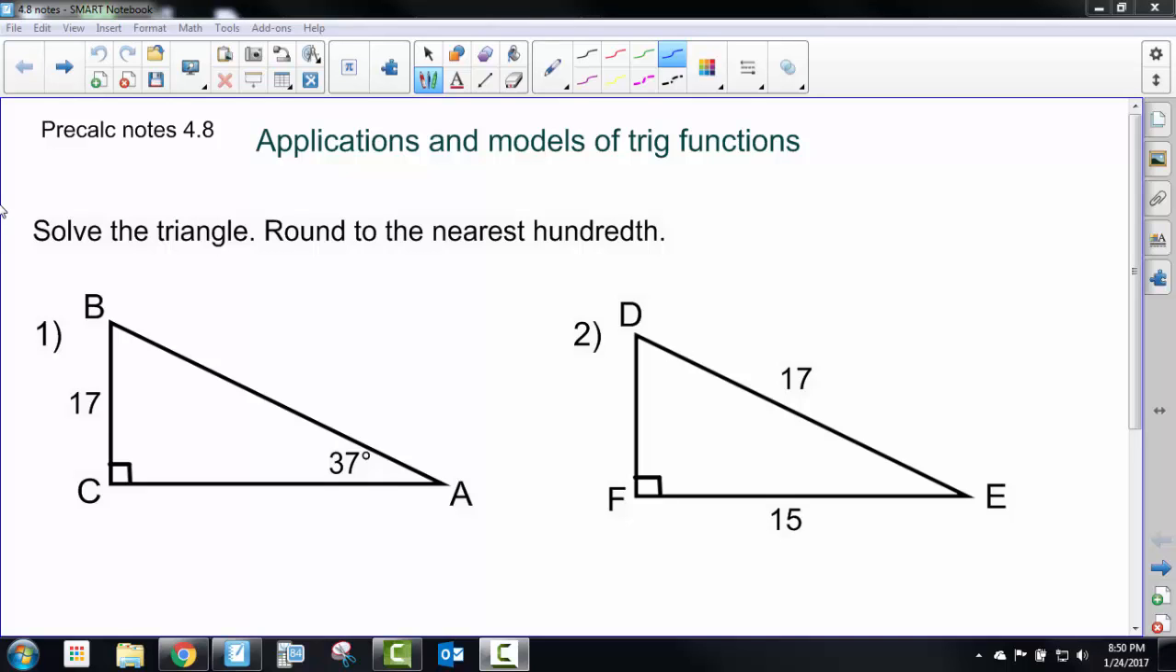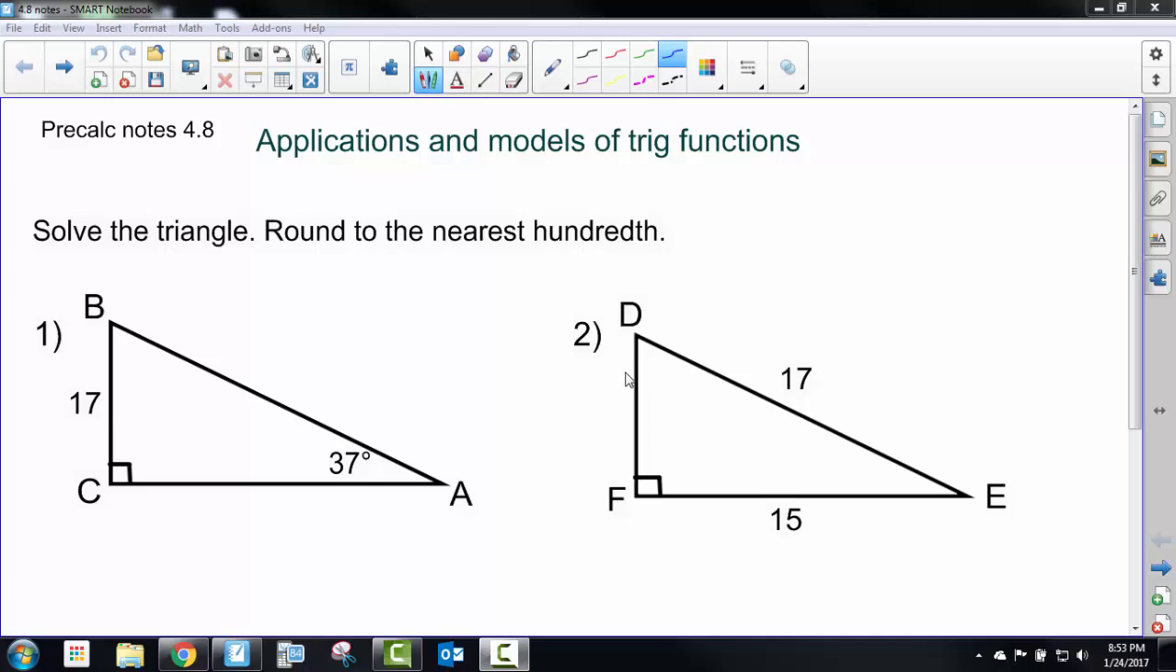Pre-calculus students, welcome to your 4.8 notes. Today we're going to take a look at applications and models of trig functions. We're going to start out with a little bit of review, and then we're going to move to some brand new stuff pretty quickly. So let's get right to it.